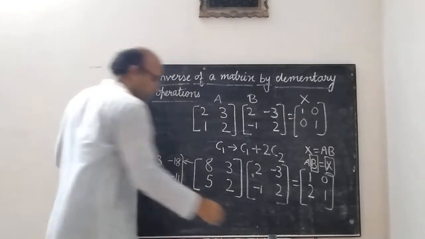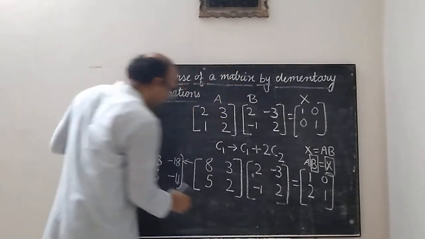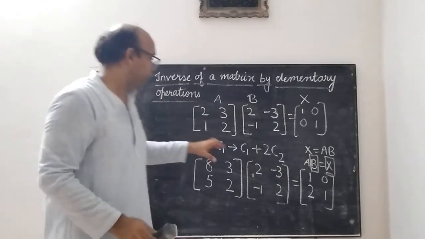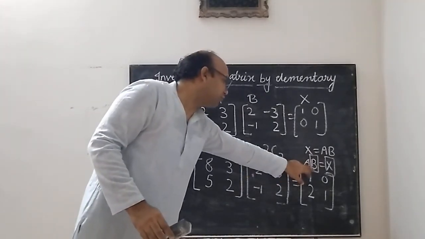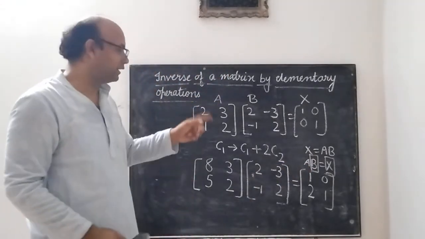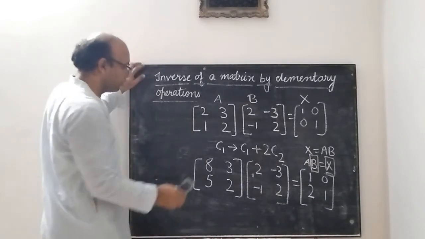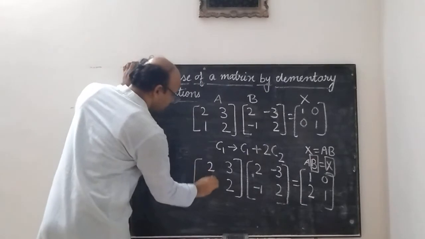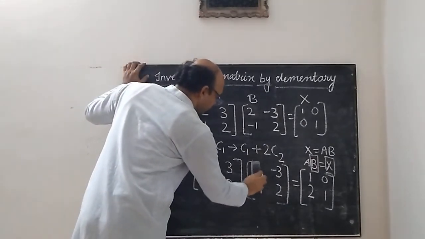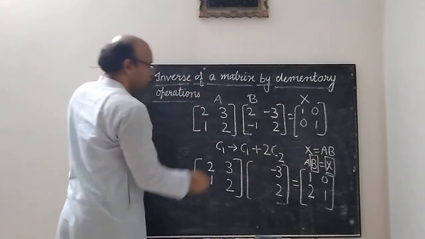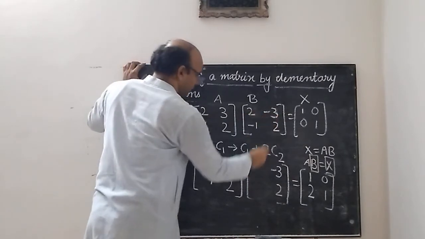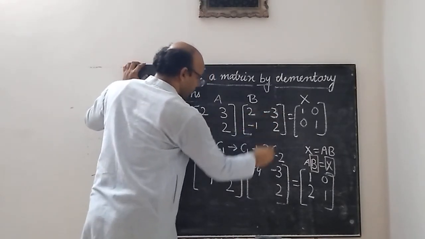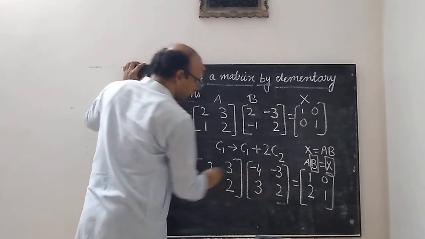So what was the error that we committed? We forgot that we have to do it on the second matrix. So not on the first matrix, we have to do it on the second matrix, and we change these two. So 2 and minus 6 is minus 4, minus 1 plus 4 is 3.